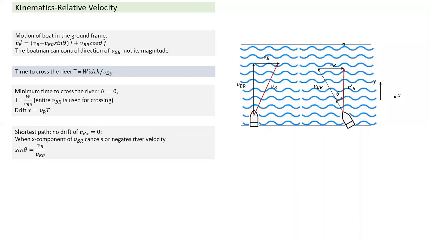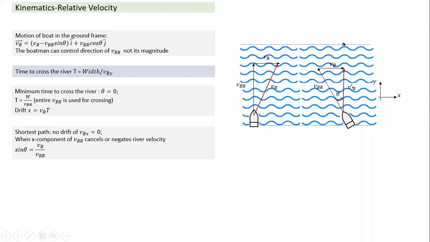And what is the angle it should make in that case? It forms a right angle triangle. What is the angle theta here? We know this magnitude and this magnitude. So what is sine theta equal to? Sine theta is equal to VR by VBR. Thus, that is the angle at which you should row to reach the opposite point.